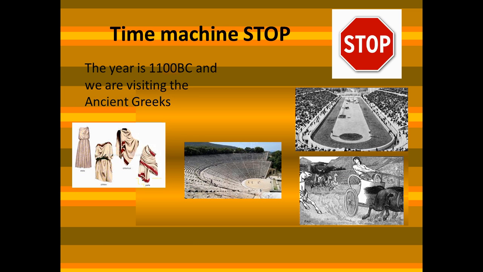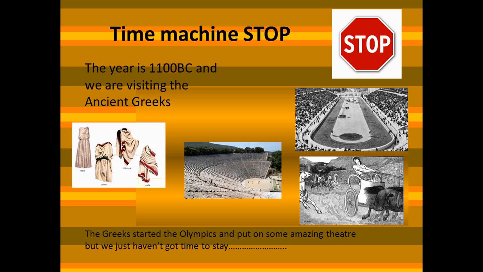And then we've got the year 1100 BC, and we are visiting the ancient Greeks. Again, a very forward-thinking civilization. And this is the start of the Olympics. So this is where they came about with the Olympics. And considering we're still doing it now, it's obviously a very clever invention.